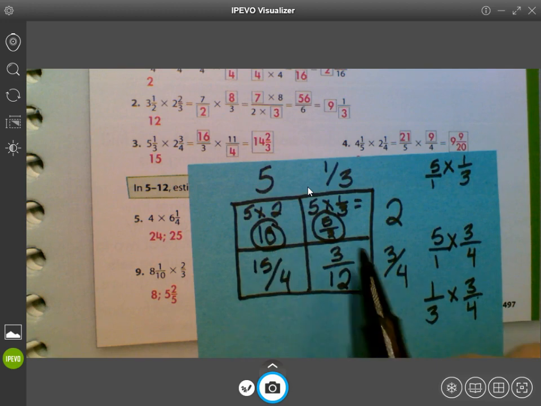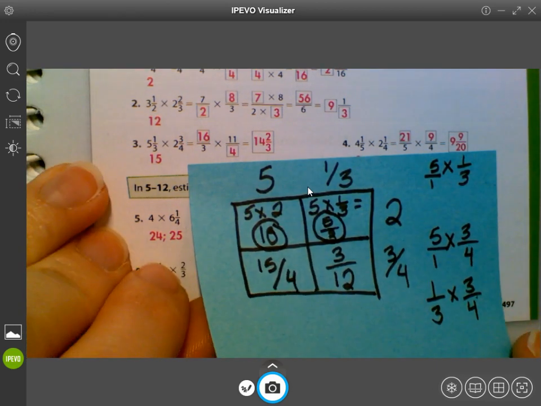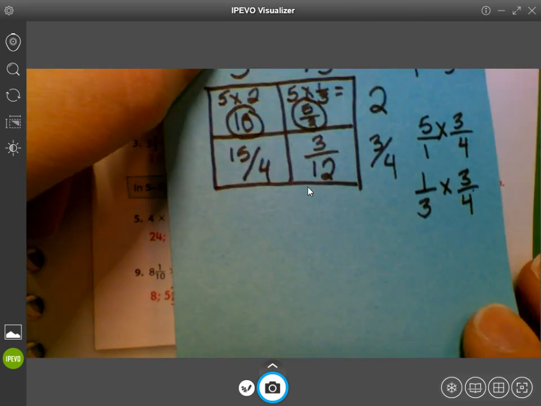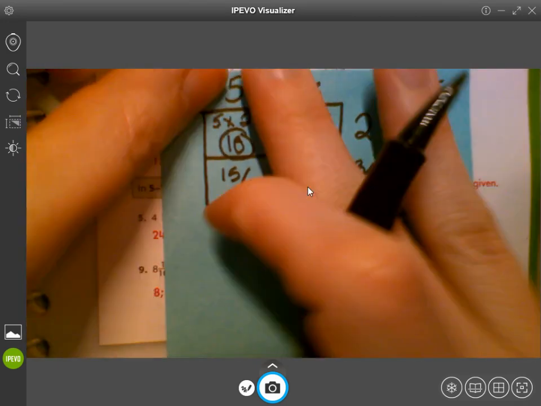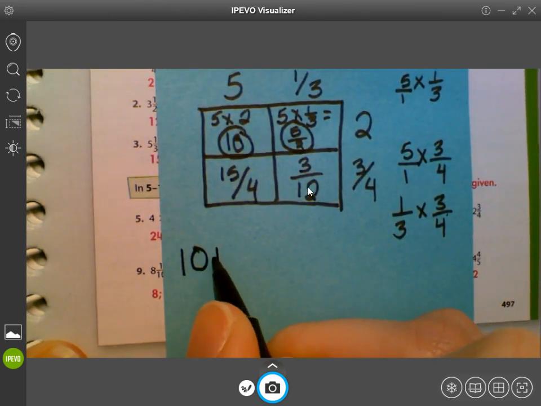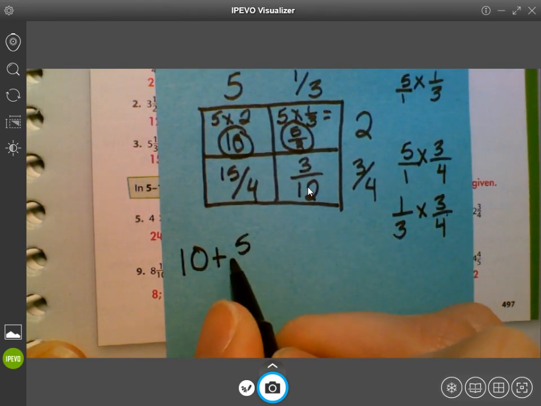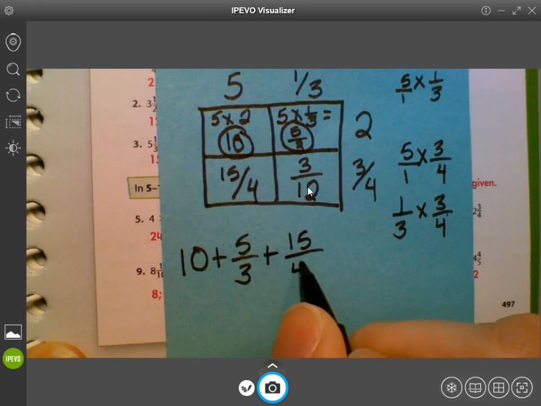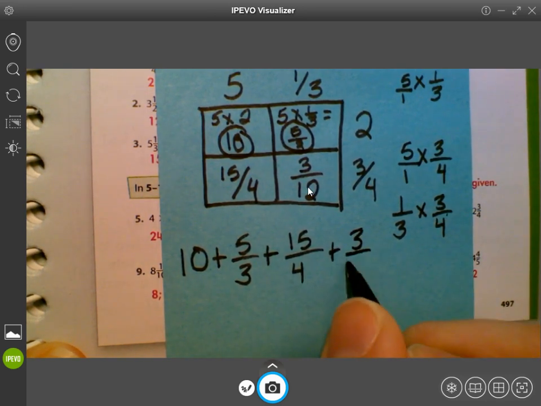So now I add up the 4 different partial products I got. I'm going to move my sticky note up a little bit so you can see it better. So then down here, I'm going to take them all. So 10 plus 5/3 plus 15/4 plus 3/12.